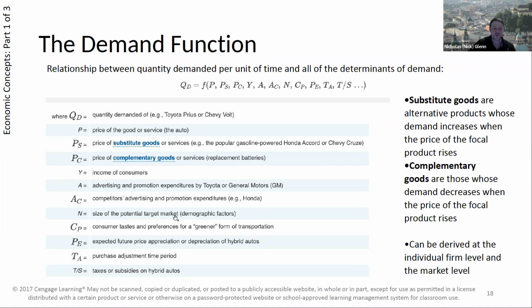The size of the potential target market. The size of the market that wants to buy this particular good is obviously going to impact the demand. Consumers' tastes and preferences. Here, it's going to be their preference for a greener type of transportation. How important is that to them? If they're really concerned about that, that's going to increase the demand for it. If they don't really care, or maybe they think there's some other better option, or that this type of transportation is not really as green as they thought, that's going to impact it as well.